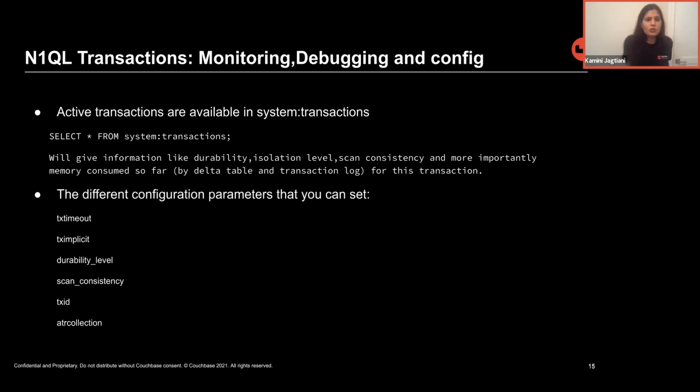Per transaction, you could also have certain configuration parameters. You could configure TX timeout. You could configure again TX implicit, which was for single statement transaction. Durability level could be set to majority, majority persist active, or all persisting. Scan consistency could be set to unbounded or request plus. If you set the scan consistency to at plus, then we auto upgrade to request plus.